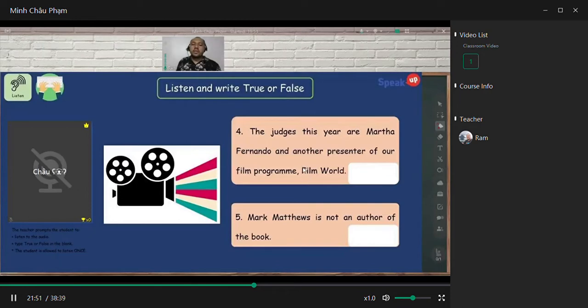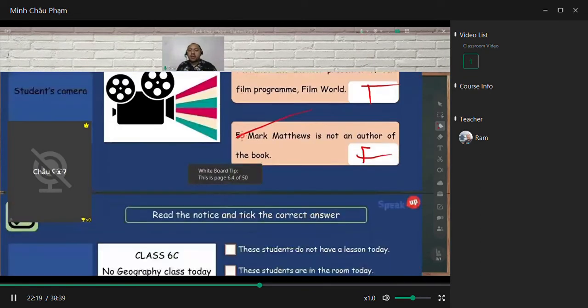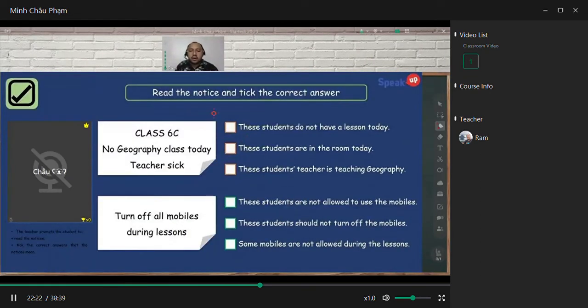Okay, so what do you think is the answer for number 4? Number four is true, number five is false. Yes, that's correct. Good job. So this is true and this is false. Okay, so for the listening part of the test, you scored 4 out of 5. So it's almost perfect. Okay, let's now go to the other part of the test.